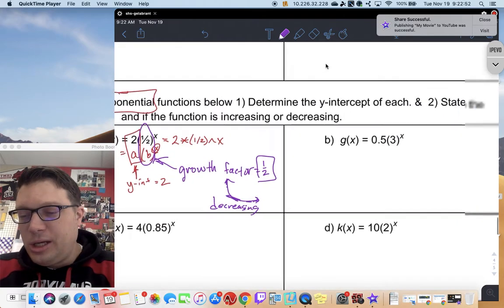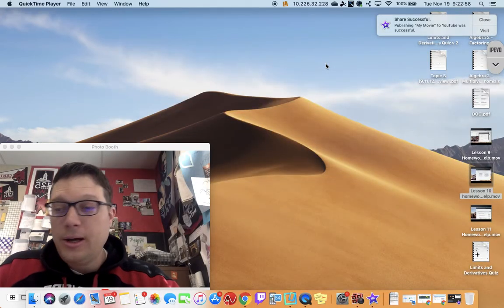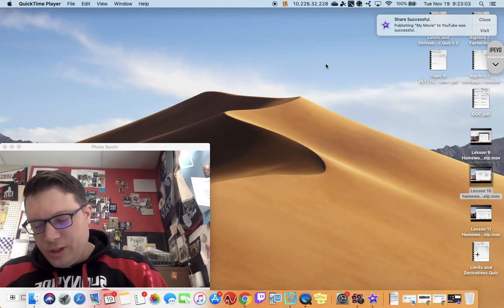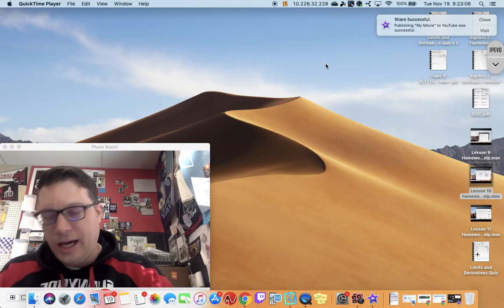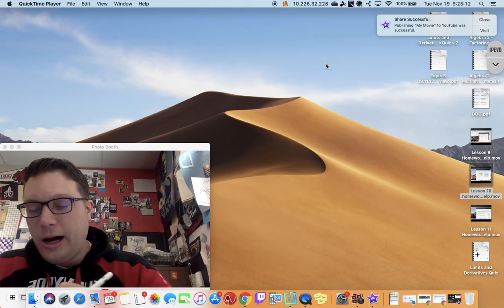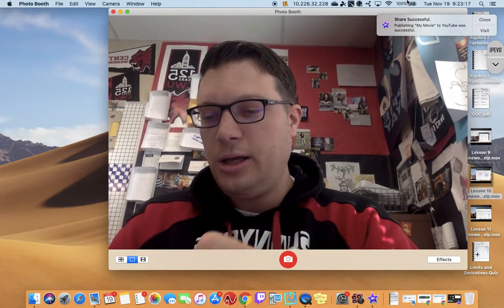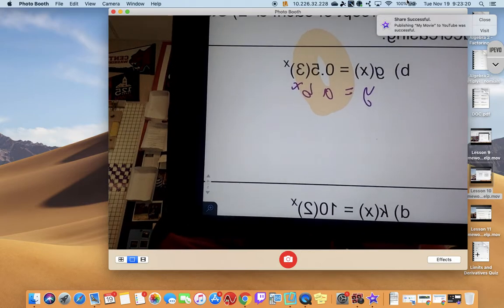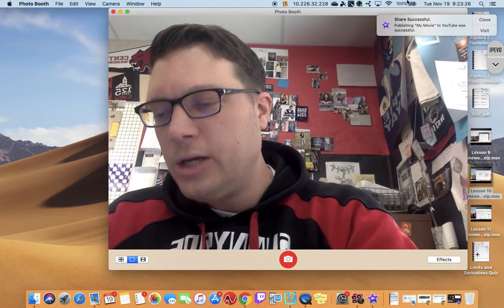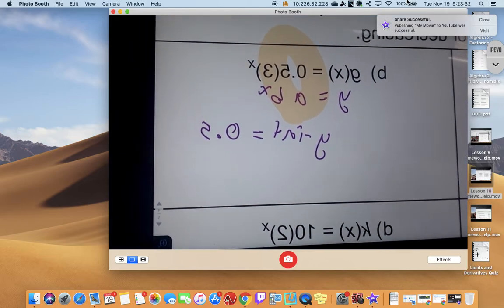I'll do B, you do C and D. So B, standard form of an exponential function is y equals a, b to the x. I know it's flipped, deal with it. So we have A is our initial value. That's our y-intercept. We've been talking about initial values for a reason. So we're going to say y-intercept is 0.5.